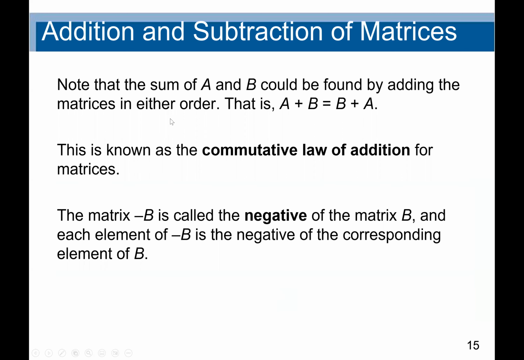So we should know that the sum of A and B could be found by adding the matrices in either order. So in matrix addition, A plus B is the same as B plus A. And this is what we call the commutative law of addition. Also, a matrix negative B, which is a negative matrix, is called the negative of the matrix. And each element of negative matrix B will be the negative of the corresponding element of B. So, for example, we have a matrix.